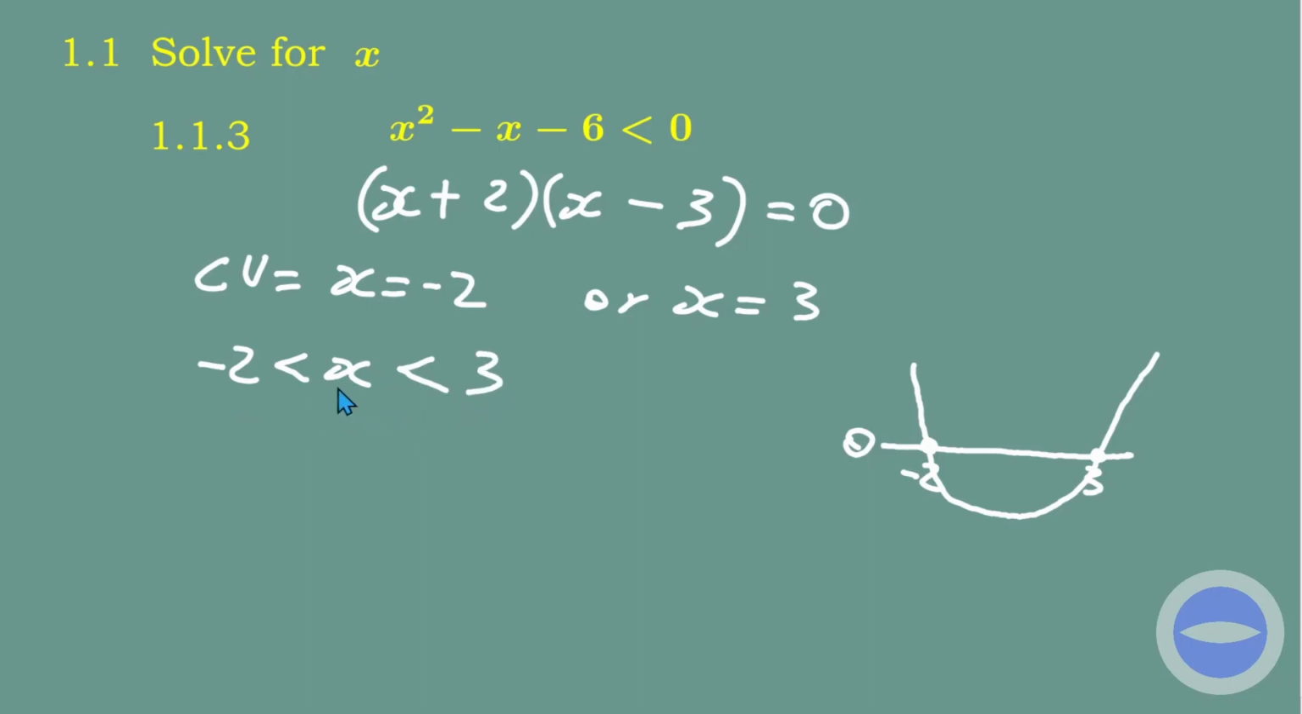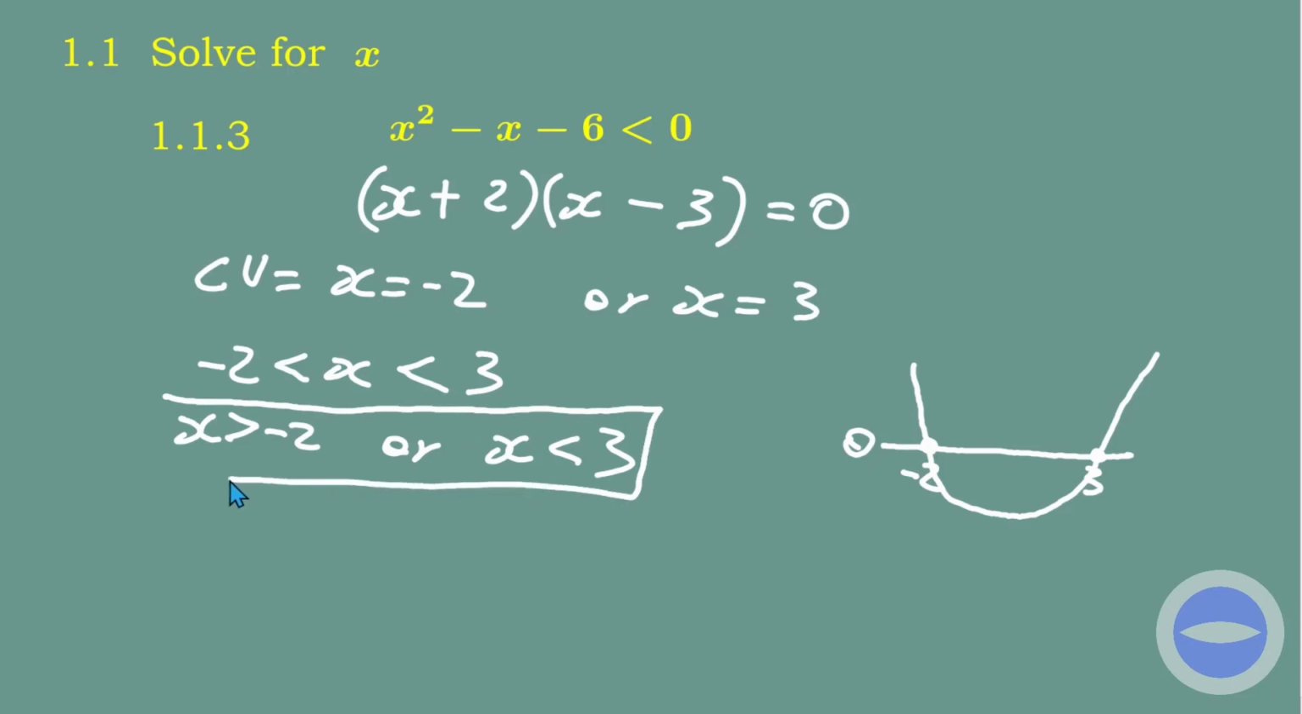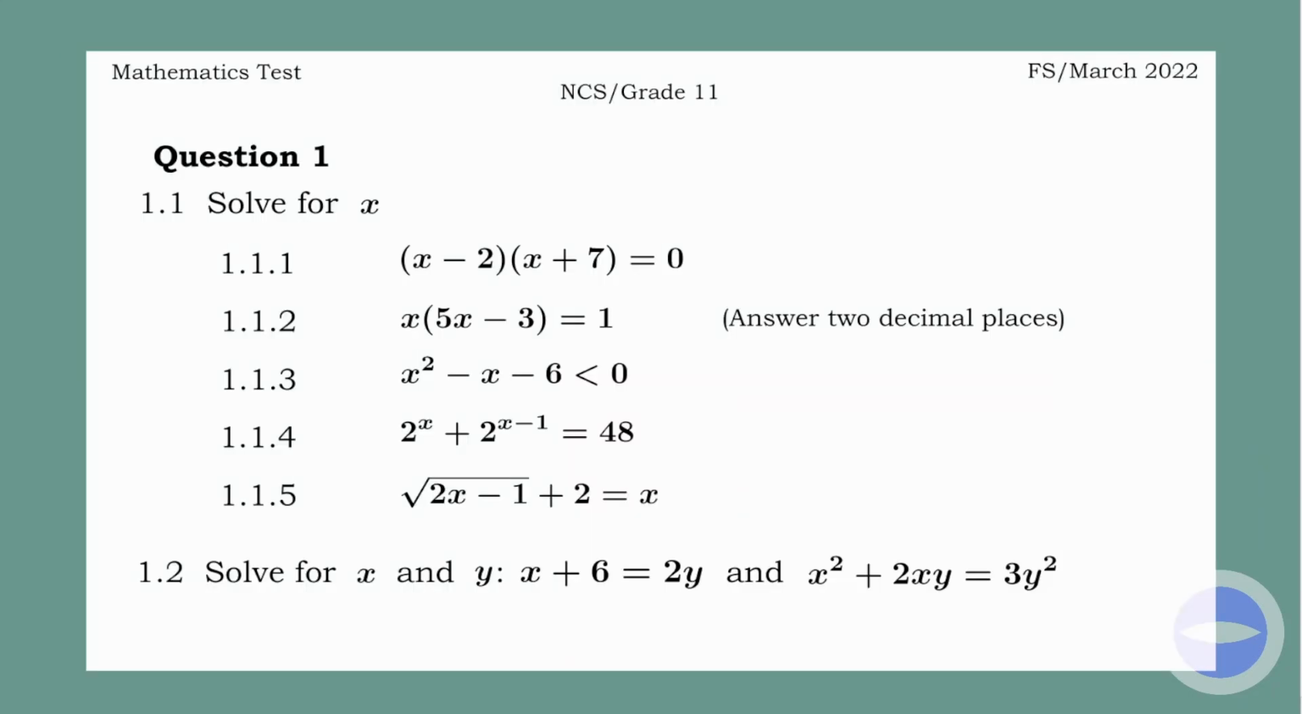So these are the values of x. Or somebody might say x is greater than negative 2 or x is less than 3. So somebody can put it in this form. We are still correct, because x is greater than negative 2, going this side, but it's less than 3. So these are the values. And then now we move forward.